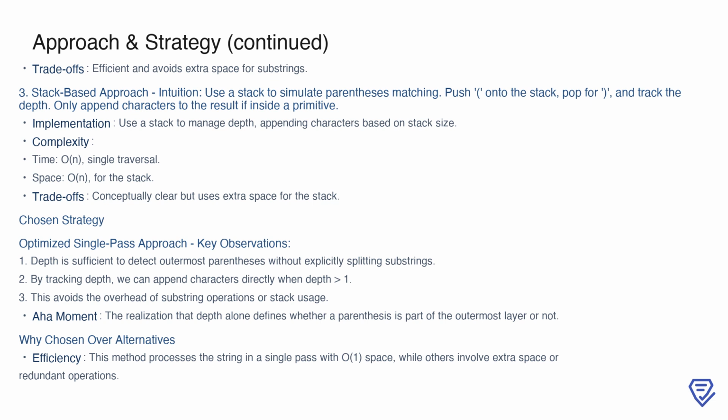Ultimately, we chose the optimized single-pass approach due to several key observations. First, depth tracking alone is sufficient to detect outermost parentheses without the need for explicit substring operations. By appending characters directly when the depth is greater than 1, we eliminate unnecessary overhead. This realization that depth alone serves as a reliable indicator for outermost parentheses was the pivotal insight that made this approach both elegant and efficient.